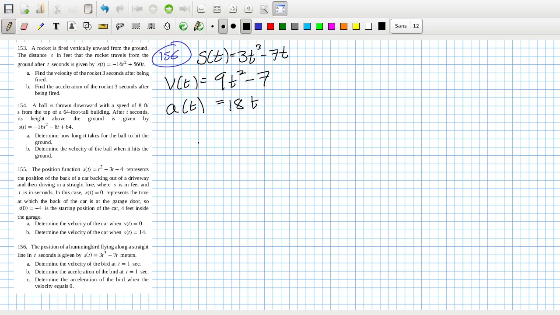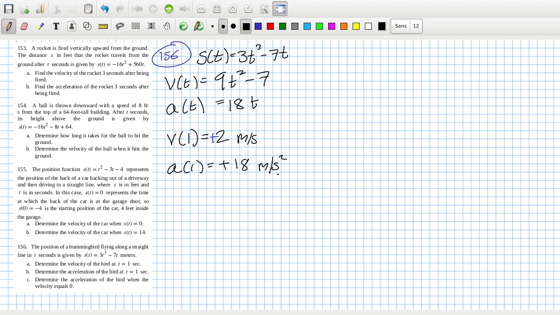Determine the velocity after 1 second. So the velocity after 1 second is 9 minus 7, so that's 2 meters per second to the right. So I'll just emphasize that by putting a plus here. Determine the acceleration at 1 second. So that's a plus 18. Oh, why did I say squared? It's meters per second squared.